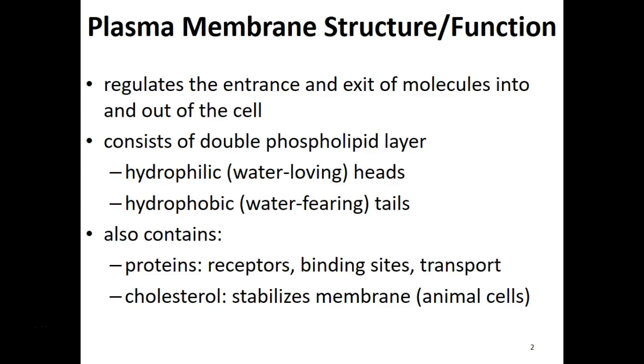The plasma membrane is the outer border of all cells. Some cells do have cell walls, but not all cells do, and all cells have a plasma membrane, so I like to say that this is the outer border of all cells. And it's what determines the ability of other molecules to enter or exit. So it's a semi-permeable membrane that allows certain things in and keeps other things out.